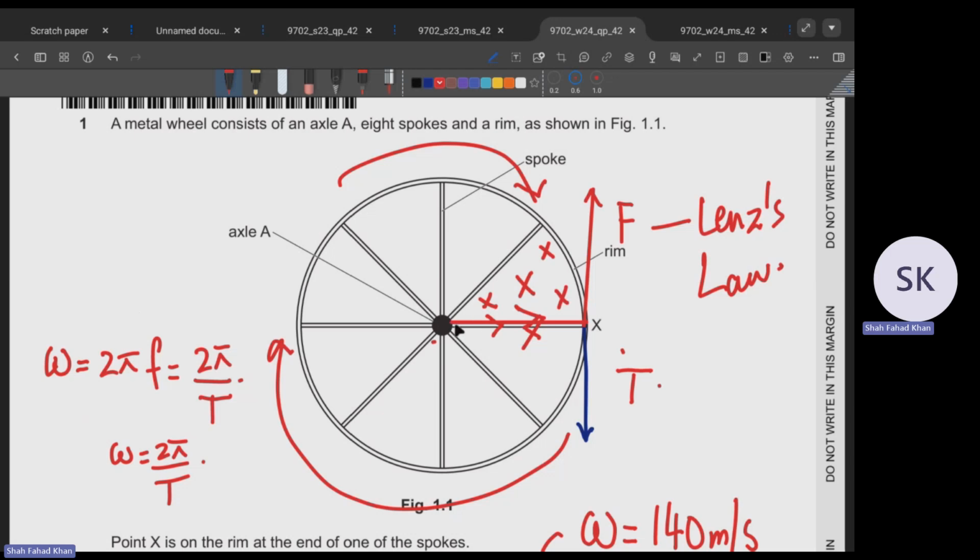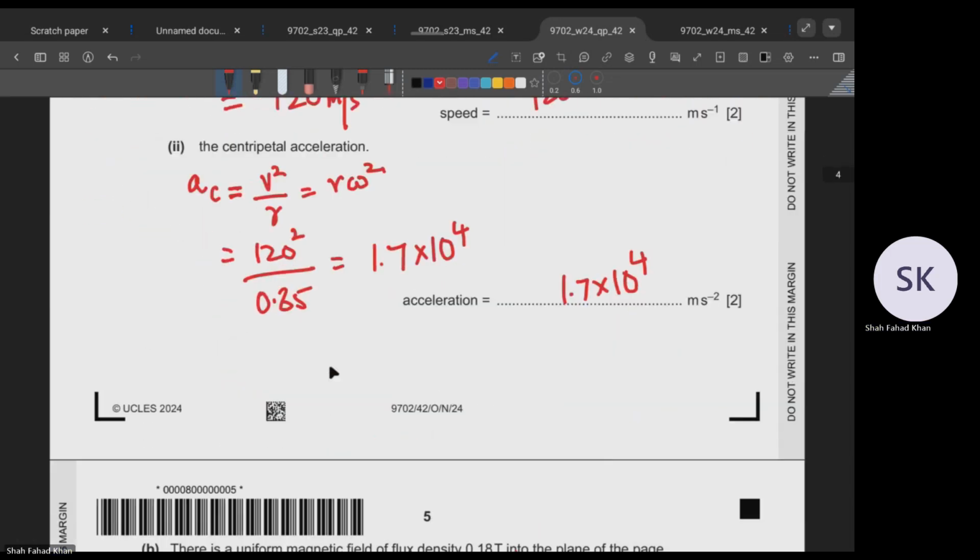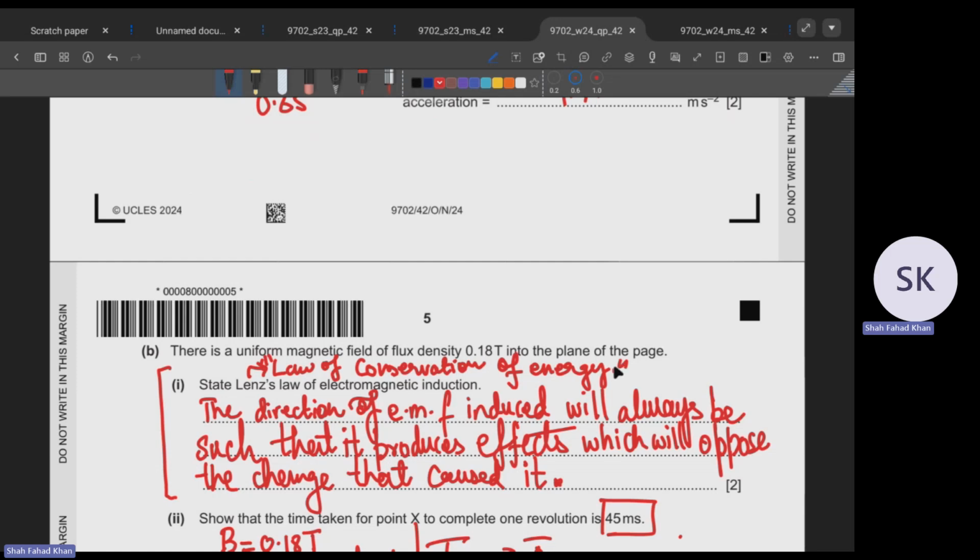Now, if current has to flow through the spoke, through AX, it has to flow in a particular direction. The direction should be such that it should produce a force that opposes this existing force. Okay, the blue arrow represents the existing force, the force that is being applied already, and the red arrow represents the force that should exist due to Lenz's law, due to the induced EMF, because this red force should always oppose the blue force. Now, this red force will be acting upwards. The field lines are into the page as given in the question already. Into the plane of the page, given over here.